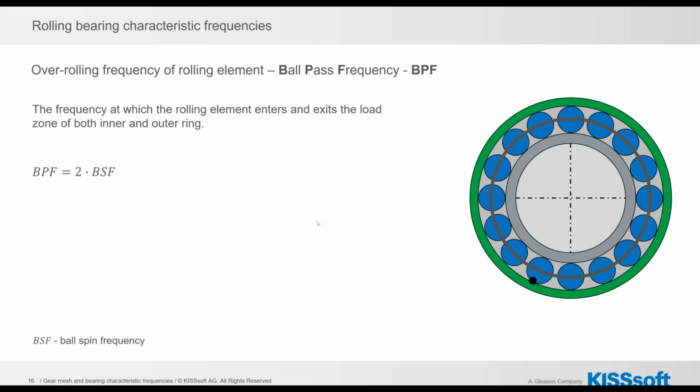The last but not least frequency is the ball pass frequency. It's similar to ball spin frequency, however, this time it's the frequency that this damage, for example, would touch both inner and outer ring. So it's 2 times the ball spin frequency.